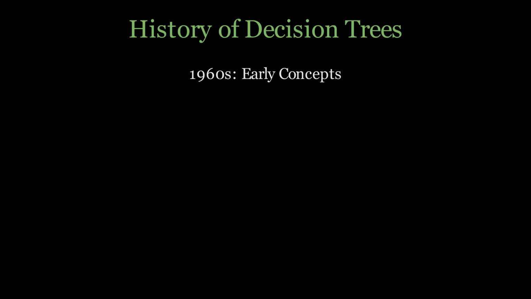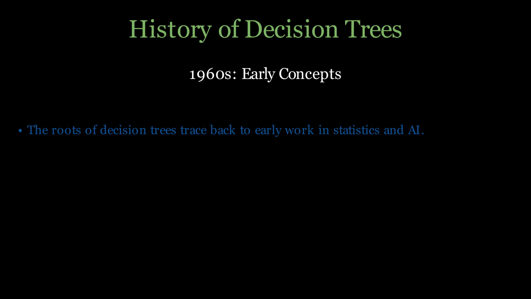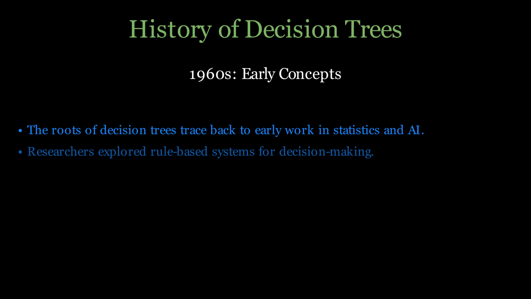1960s, early concepts. The roots of decision trees trace back to early work in statistics and AI. Researchers explored rule-based systems for decision-making.